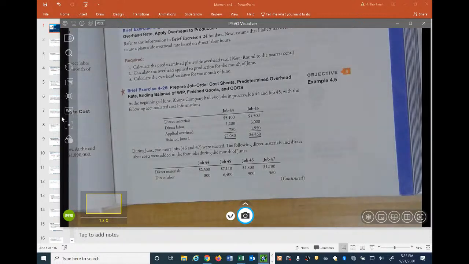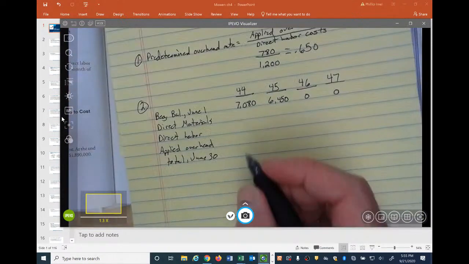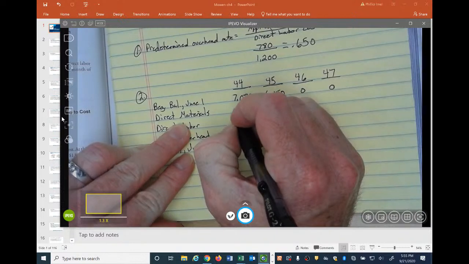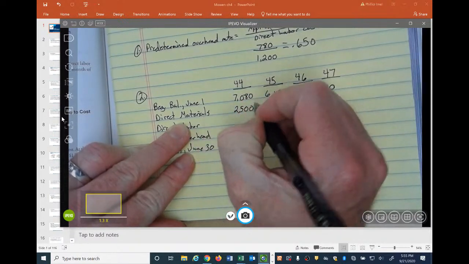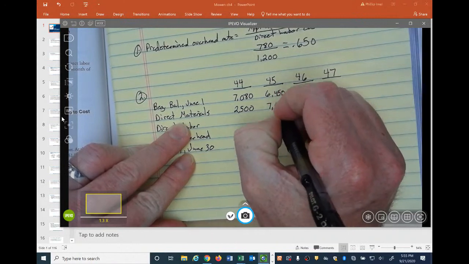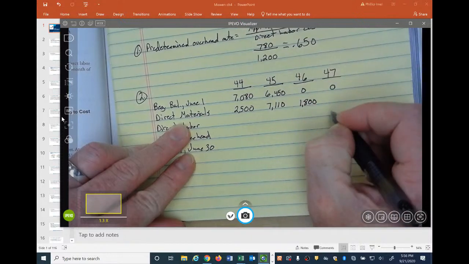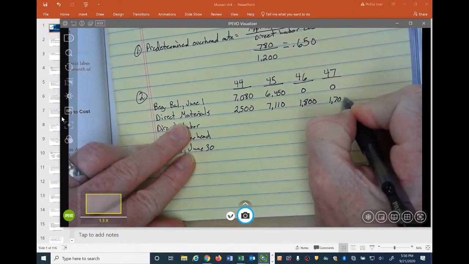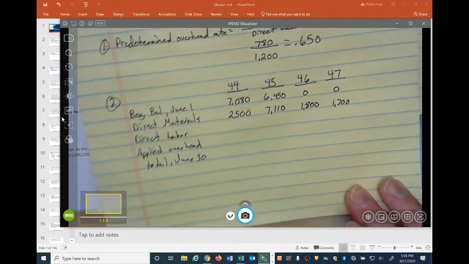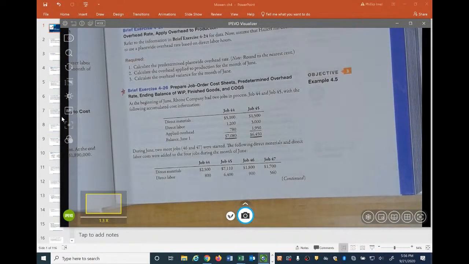Right, and it's given, right? So it tells you the data down here. So 2,500, 7,110, 1,800, 1,700 for each relevant job. So all I'm going to do is just copy all the direct material amounts for each relevant job directly into my table, okay? So for direct materials, job 44, $2,500. Job 45, 7,110. For 46, it's 1,800. And for job 47, it's $1,700. Everyone got that? So I just punched it directly in off the data that was given, right?